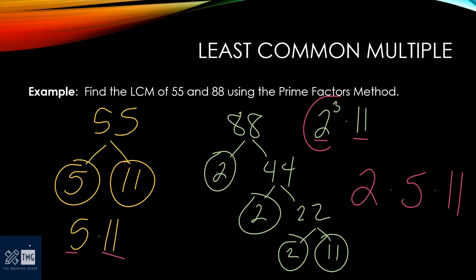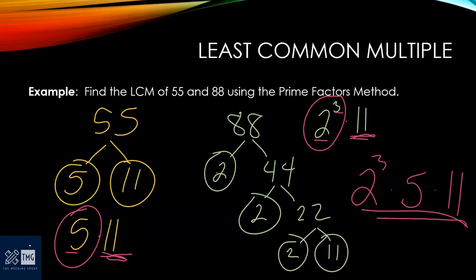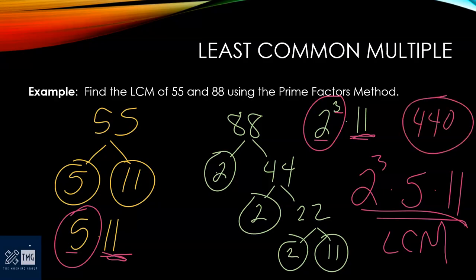A 2 is only in the second number, so I need the 2 to the third. We only have 1 5 over here, so that's taken care of. And you'll notice the 11 that is in each number is only 11 to the first power. That's all we have. And therefore, this right here, 2 cubed times 5 times 11, is my least common multiple. And when you multiply those together, 8 times 5 times 11, we get an LCM of 440.